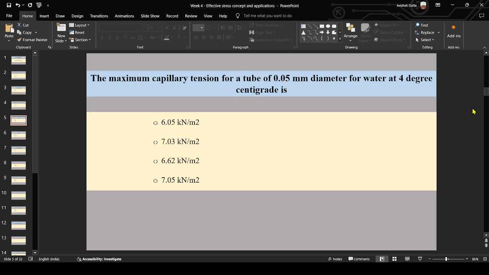The maximum capillary tension for a tube of 0.05 mm diameter for water at 4 degrees centigrade is. I repeat, the maximum capillary tension for a tube of 0.05 mm diameter for water at 4 degrees centigrade is. All the options are in kilonewton per meter square, and the options are 6.05, 7.03, 6.62, or 7.05.